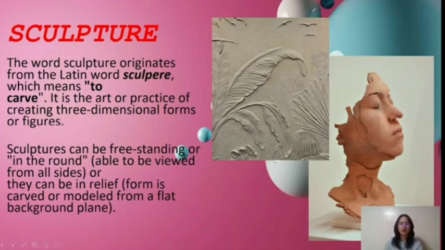In relief sculpture, rather, it is a form that is carved or modeled from a flat background plane. Like in soap carving, it's an example of in relief sculpture. We cannot see the 360 view of the sculpture, but this is also a sculpture carved from hard materials. It is also sculpture, guys.